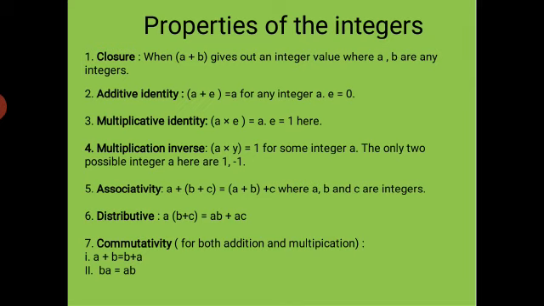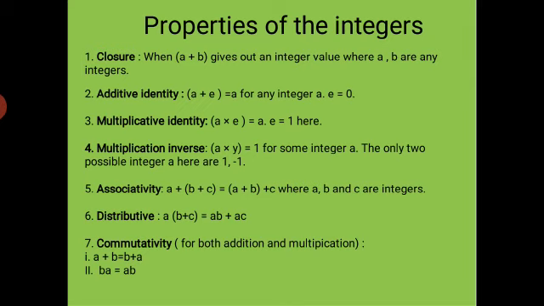A plus B plus C at the same time being equal to A plus B in bracket plus C, where A, B, and C are all integers. Then we have the distributive property also here. So in a set of integers, multiplication is distributive over addition. So when you have A multiplying a bracket, you can expand it as AB plus AC.